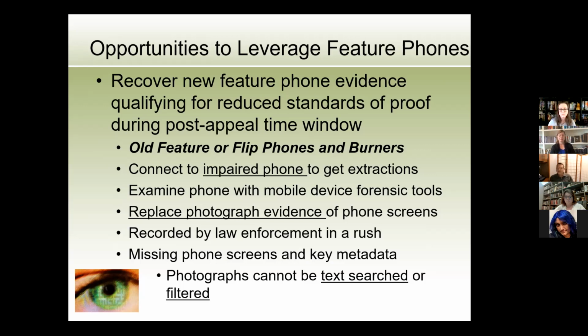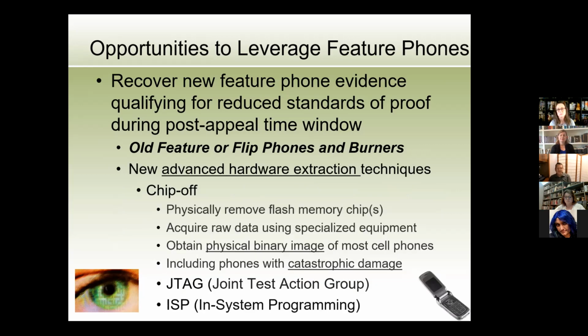So it's pretty powerful. The other thing is, if 10 years ago the examiner inside the police department took 90 pictures of screens, they're just photographic information. You can't search them. You can't text search them, right? You can't do any kind of searching to find particular forms of evidence. You can't use keywords. You can't filter. They're just photographs. And so flip phones, feature phones and old burners are prime pickings for post-conviction opportunities, given all the advances we now have in that area.